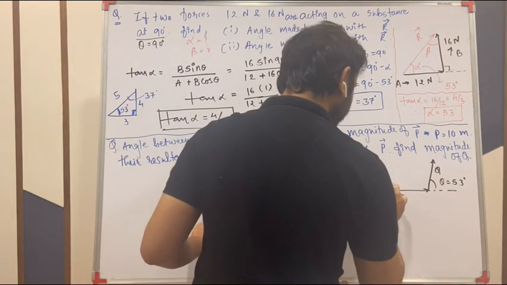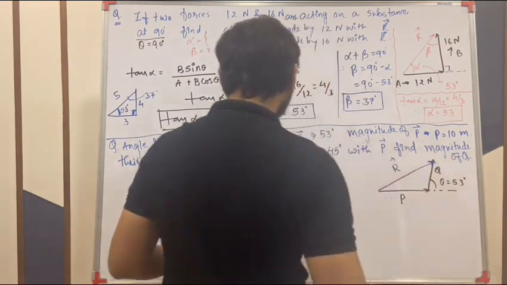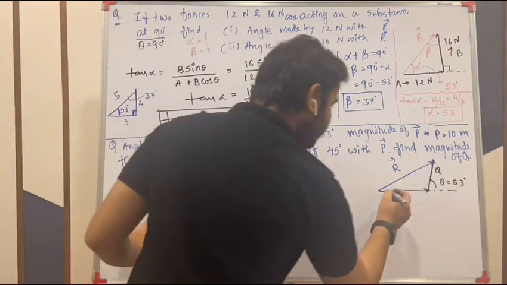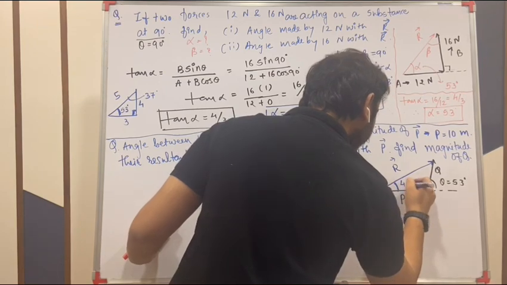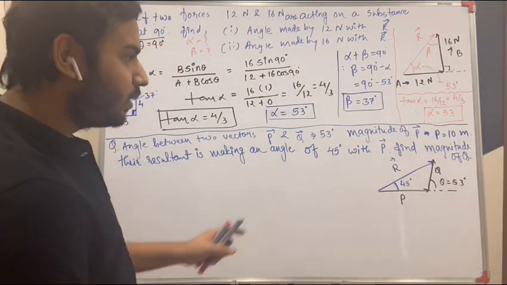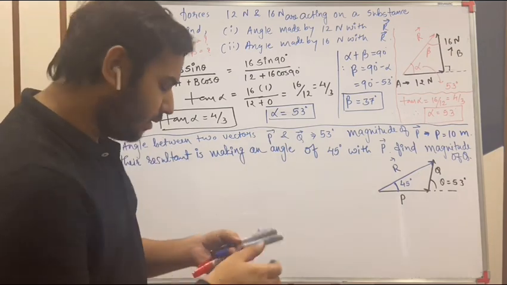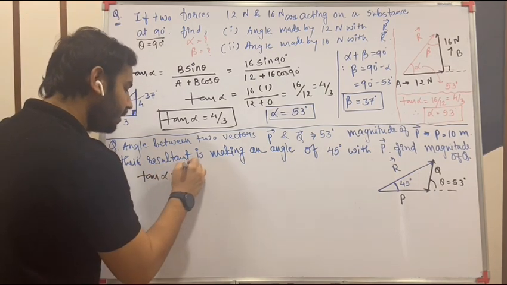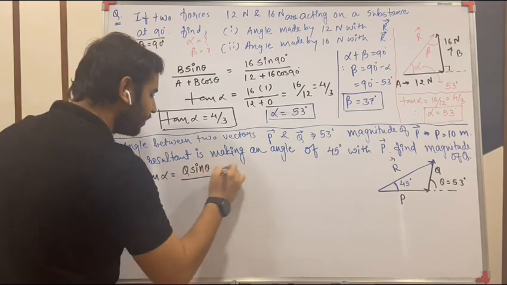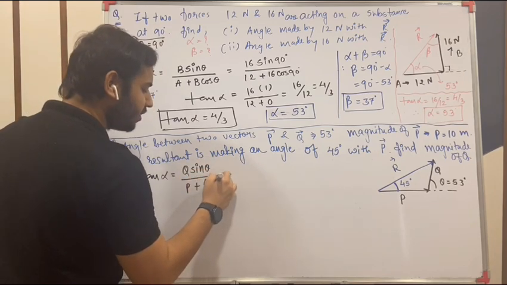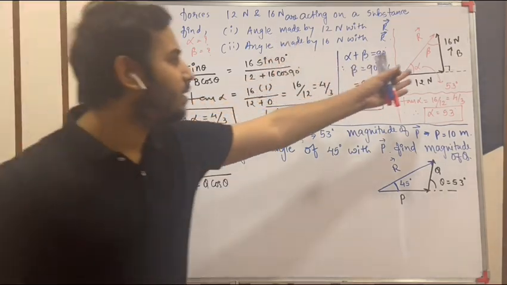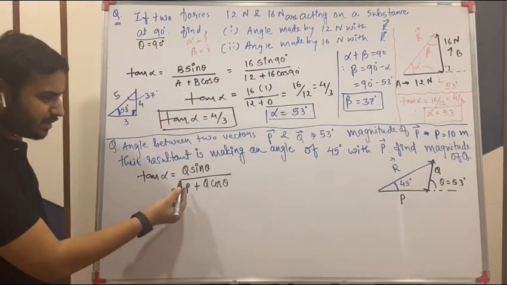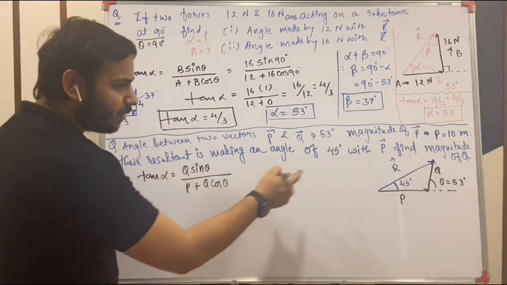Now, what you need to find: say this is the resultant. The resultant is making an angle of 45 with P. So this angle is 45. You need to find the magnitude of Q. Okay. Now, I have the formula that tan alpha is Q sin theta upon P plus Q cos theta. See, instead of B, Q is there, instead of A, P is there. So B sin theta upon A plus B cos theta is the same as Q sin theta upon P plus Q cos theta.